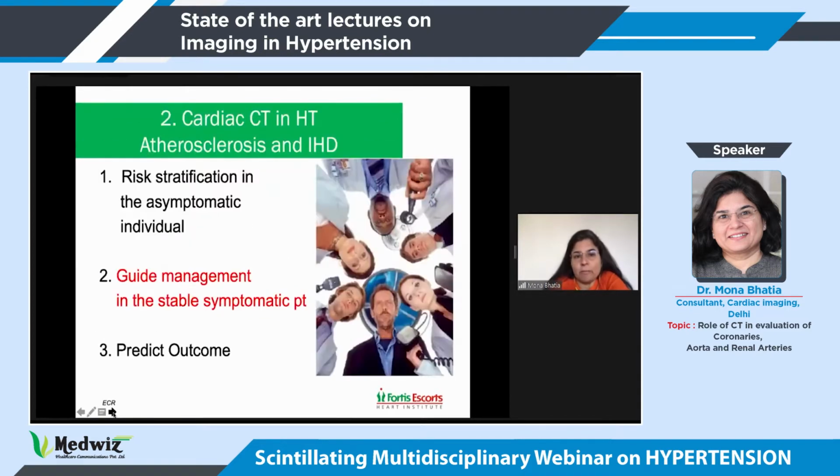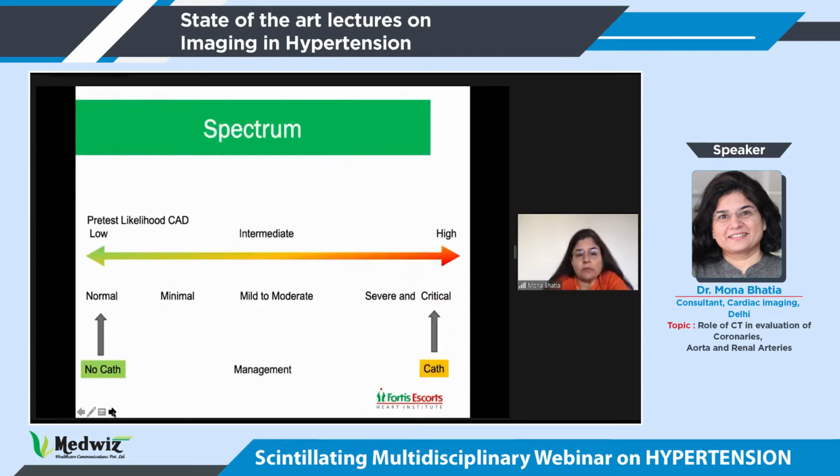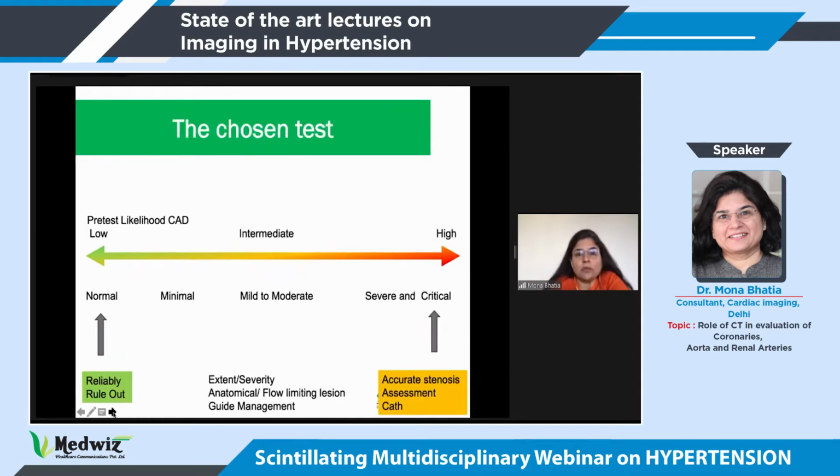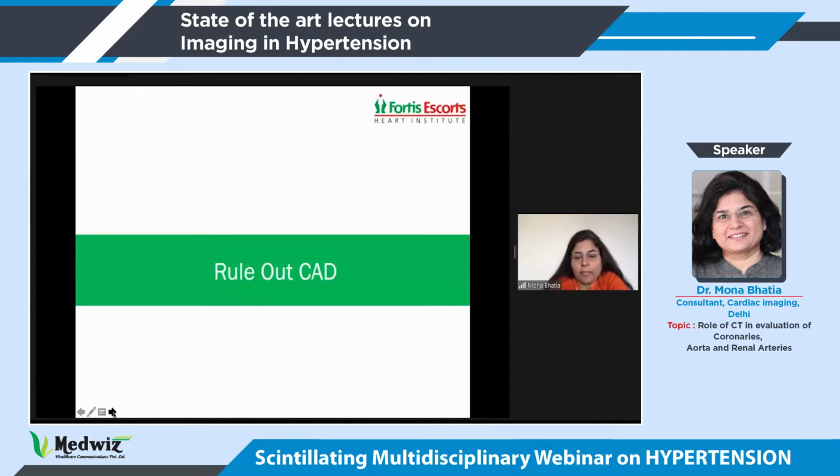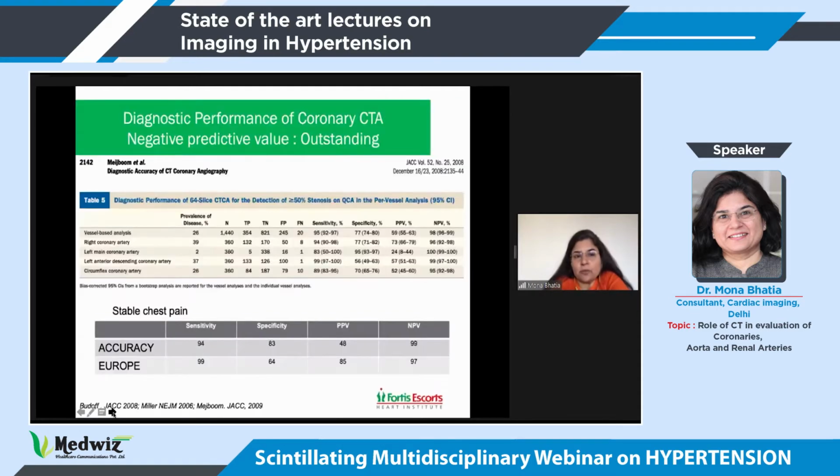Going on to guiding management in these hypertensives who do land up with coronary or epicardial disease, we know that the spectrum of disease can be all the way from normal to severe and critical disease. At one end of the spectrum, we don't need to send the patient to the cath, but at the other end, we want an urgent cath. So we want the chosen test to reliably rule out coronary artery disease at one end, and at the other end, to give a very accurate diagnosis of extent, severity, anatomical, and flow limiting lesions.